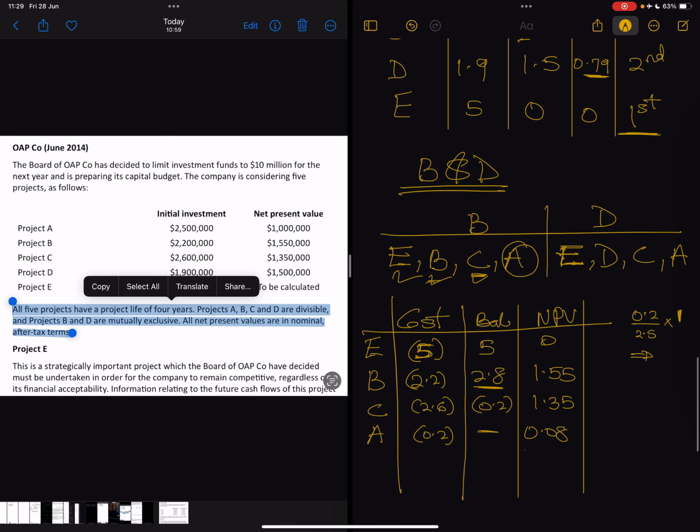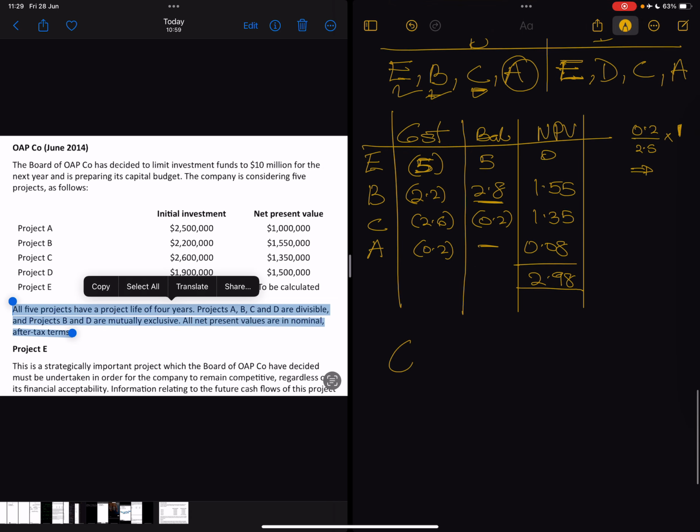And in that case, we have gotten a total NPV of 0.08 plus 1.35 plus 1.55, and that will give us 2.98. So that's group 1. Now let's check for group 2 so that we'll get the combination that is possible.